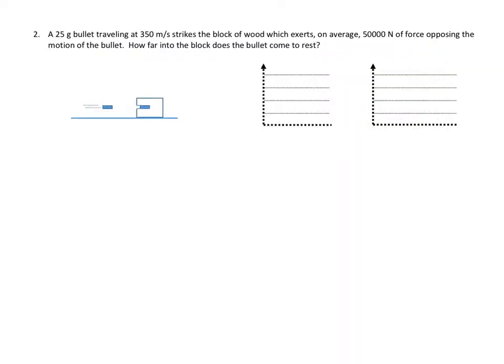Okay, one more example, it's a little bit different. It tells us a 25-gram bullet traveling at 350 meters per second strikes a block of wood, which exerts on average 50,000 newtons of force opposing the motion of the bullet. How far into the block does the bullet come to rest? For this one, I'm going to make this my base level. It just makes sense. That way the bullet never has any height.